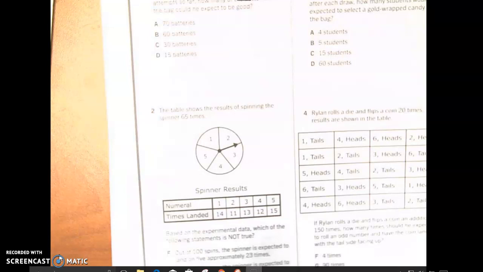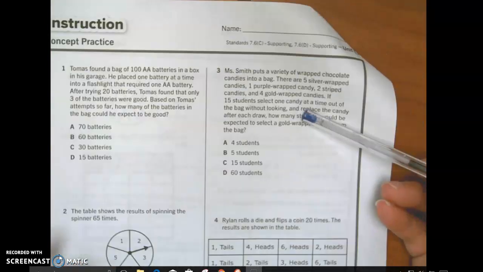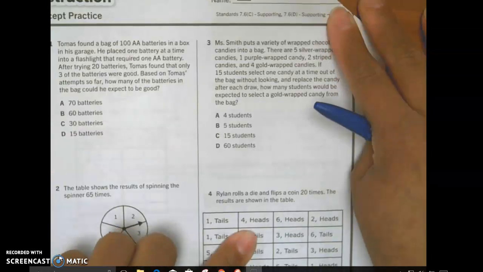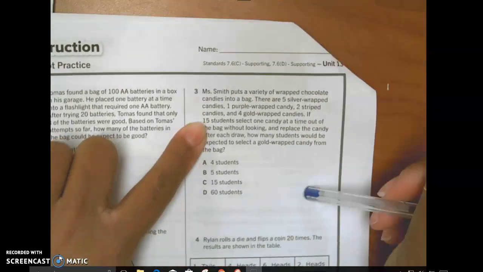132. How far did we get on 132 yesterday? We finished it. Excellent. This one too? The candies? I don't remember doing Rylan and Miss Smith. So let's go over Miss Smith.